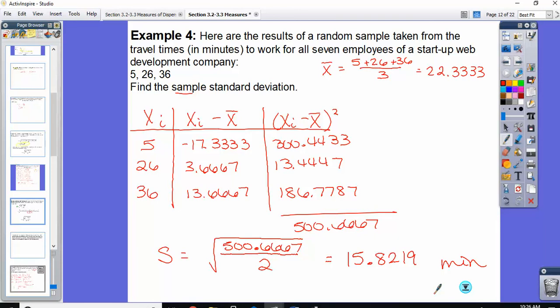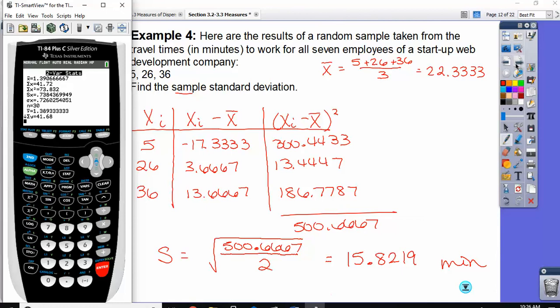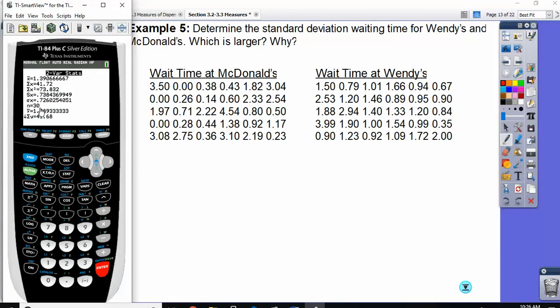Okay. Let's compare our standard deviations from that first example, the wait time at McDonald's and Wendy's. Now, we have all that entered in our calculator already, so we don't have to redo it. If you go back to your stat, calculate 2 variable statistics again. So the same place we went to get our mean. This has your standard deviation right here for you. So definitely a lot faster if we can look at it this way.